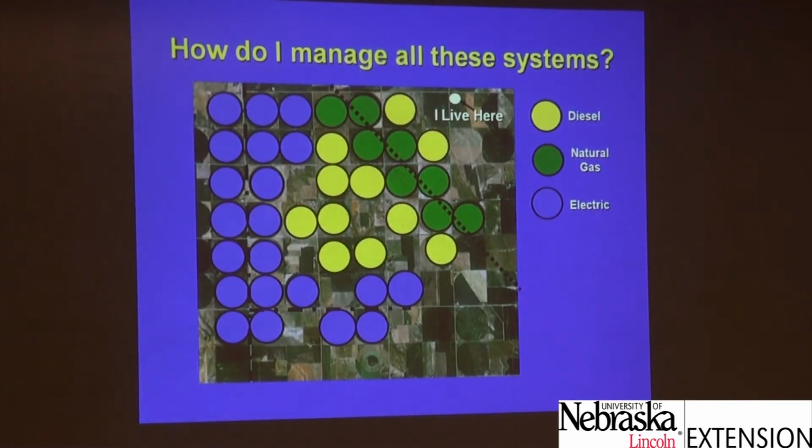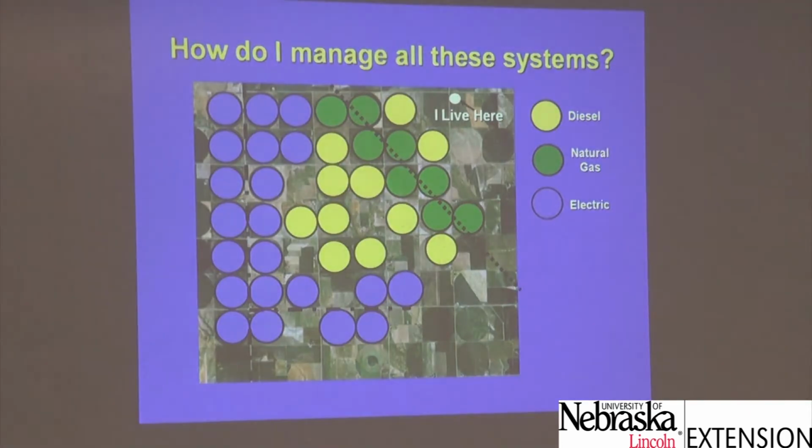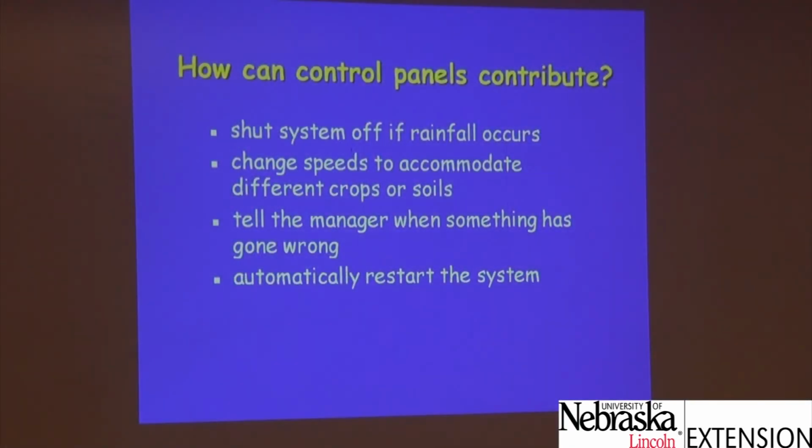I'm switching gears here quite frequently, but moving into some of the center pivot panel, and what we might be able to do with them. So if we have an operation that has pivots distributed over a 5 or 6 mile square area like is shown in this particular drawing, how do we manage all these systems? Do we send somebody to that field several times a day to make sure they're operating, or do we have some way of monitoring those systems from a cell phone or a computer system at a central location? So if we have the panels there, how can they contribute?